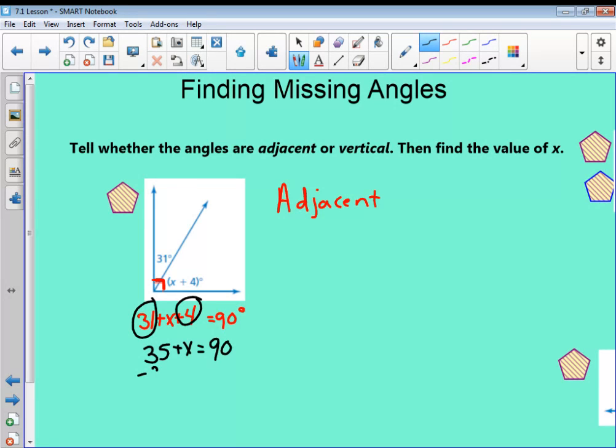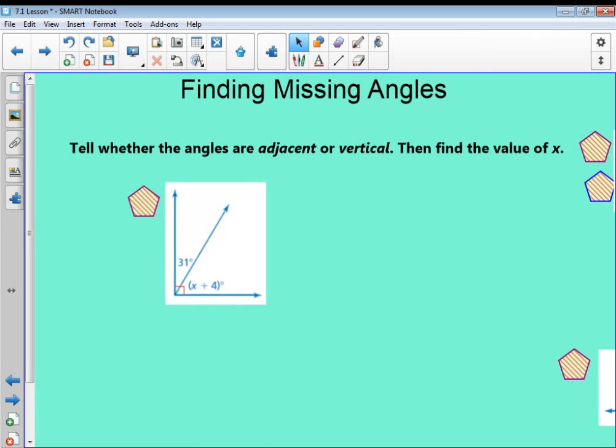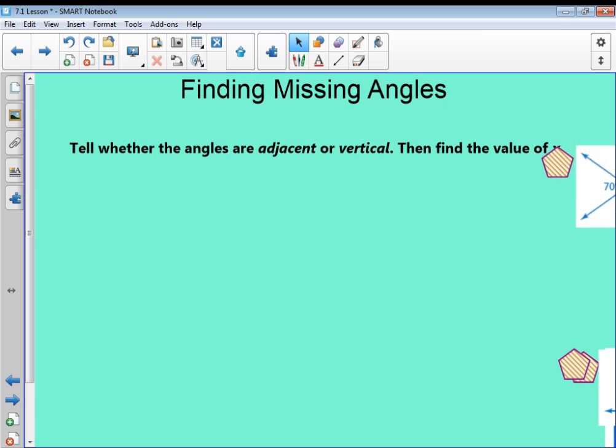So now I'll subtract 35. I just found out that x equals 55 degrees. Okay, so understanding that that red corner means a right angle, which is 90 degrees, a straight line equals 180.